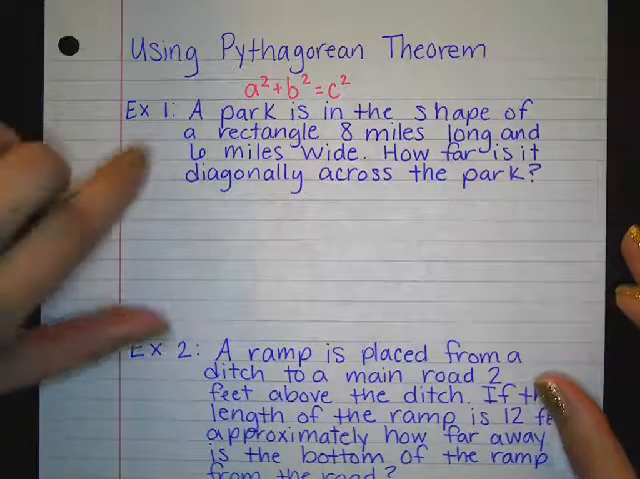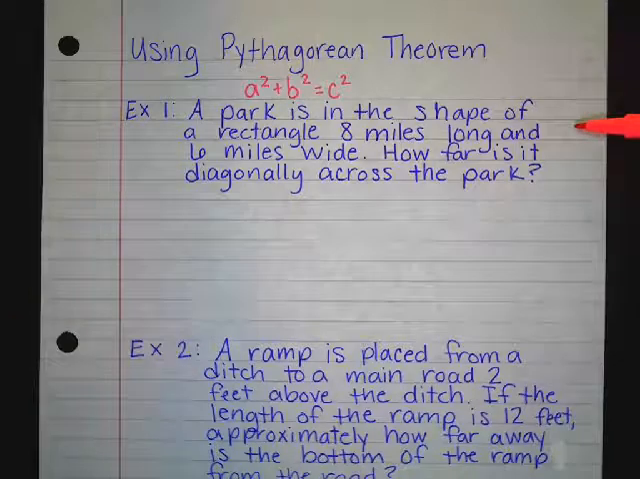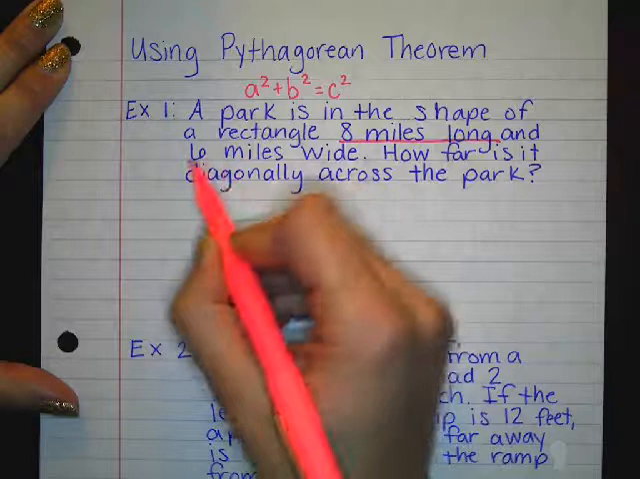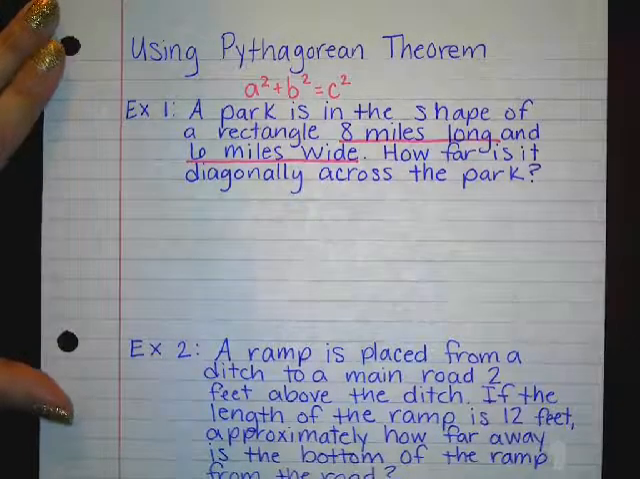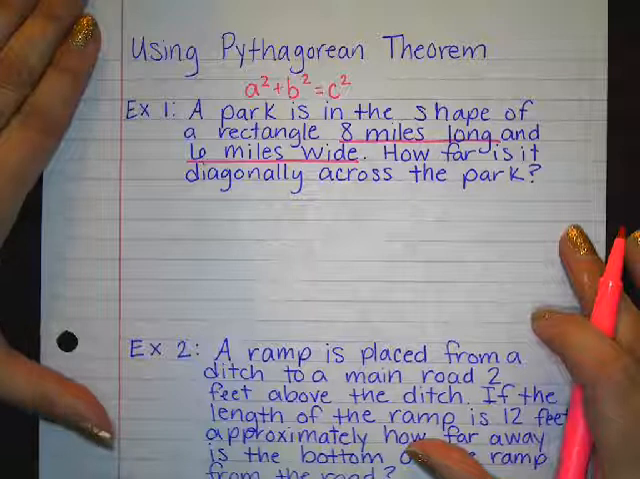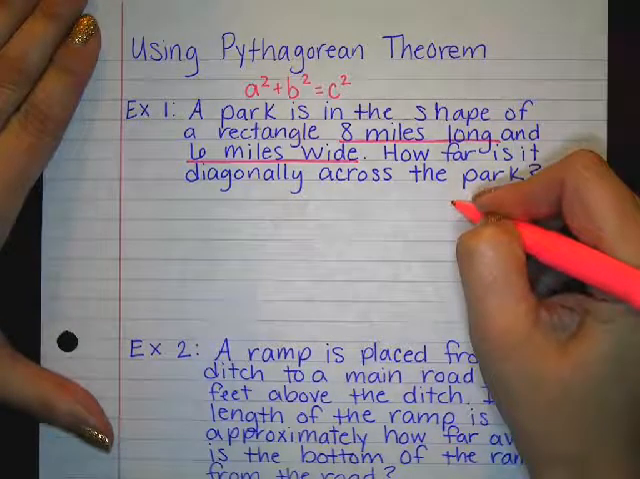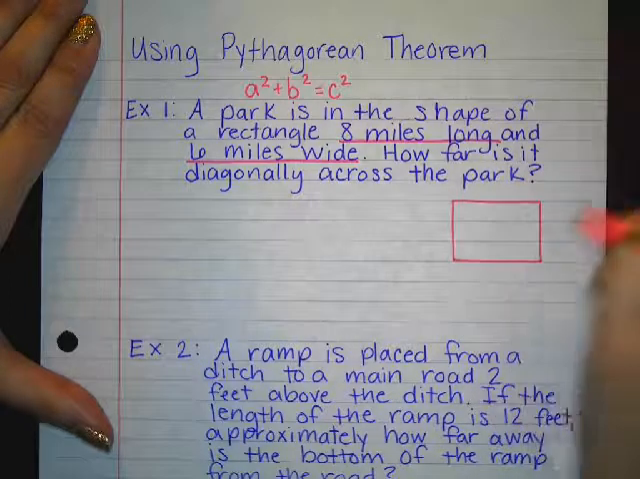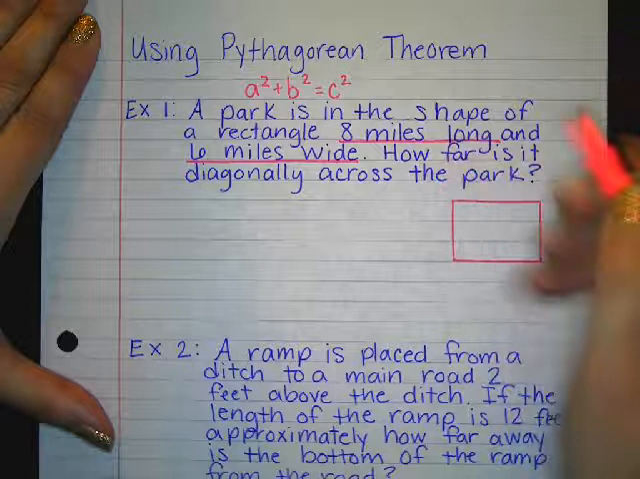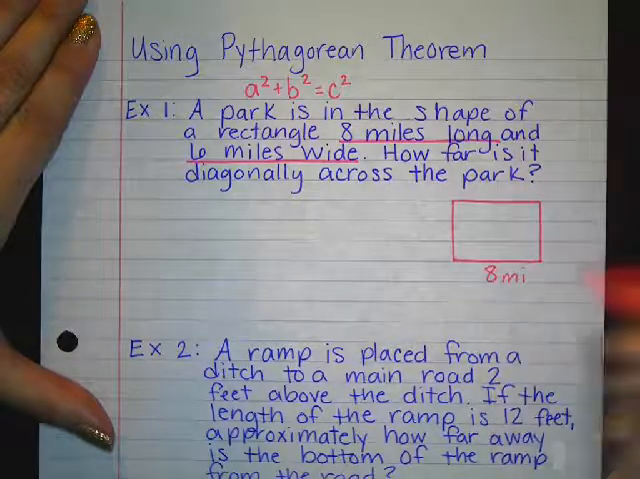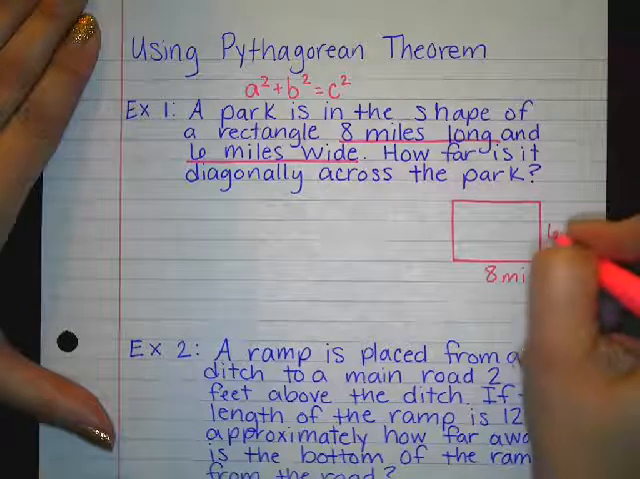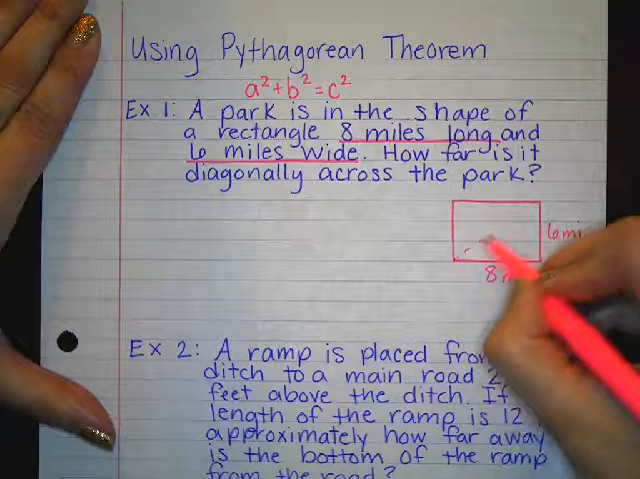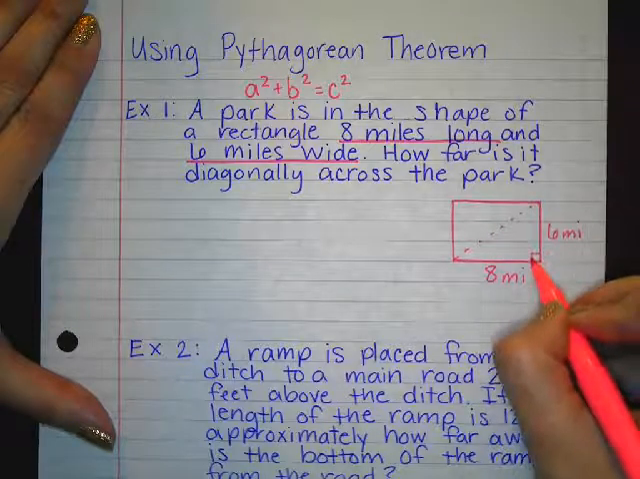So my first example is a park is in the shape of a rectangle 8 miles long and 6 miles wide. How far is it diagonally across the park? So we need to determine what our sides are and what our hypotenuse is. So if I have a rectangular park and it's 8 miles long, so 8 miles here, and 6 miles wide, I want to know how far it is diagonally across. So that would be this line here, this dotted line.